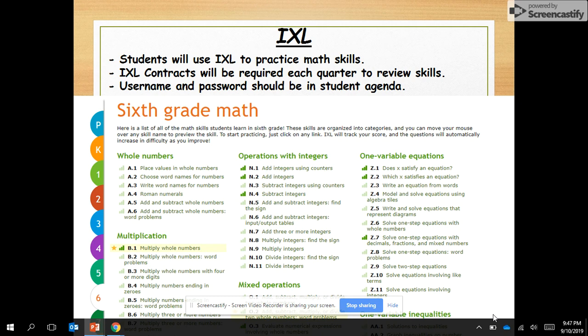So in sixth grade honors, we do IXL, and students will use IXL to practice their math skills. IXL contracts will be required each quarter to review the skills, and the username and password should be in your student agenda. If your student does not know their login, their username is their first name, their last name, @Bailey MS, and their password varies by teacher.